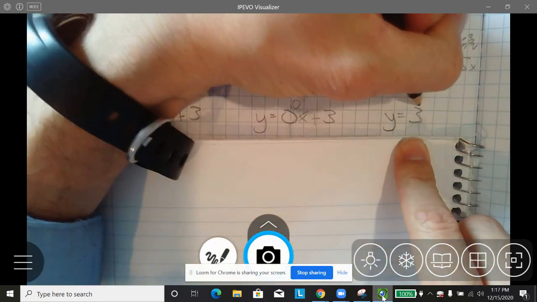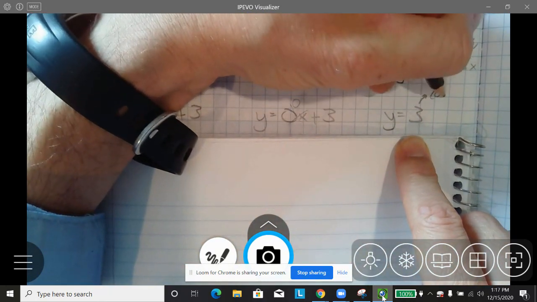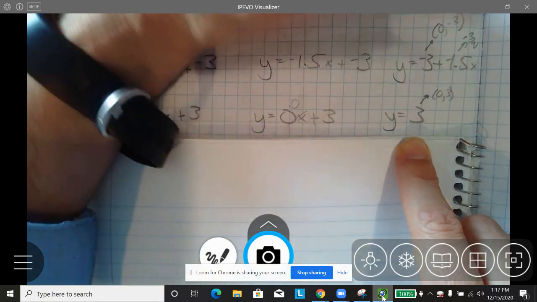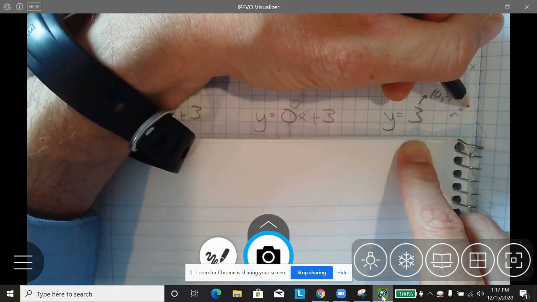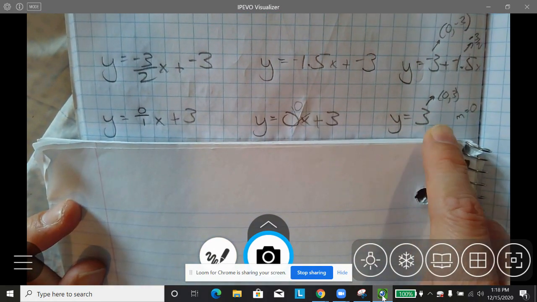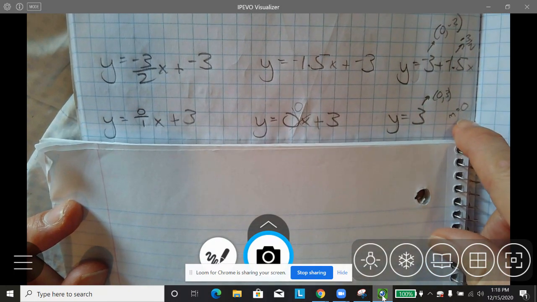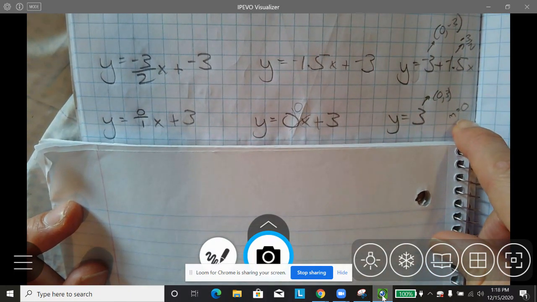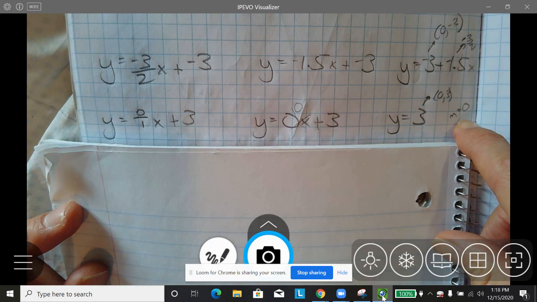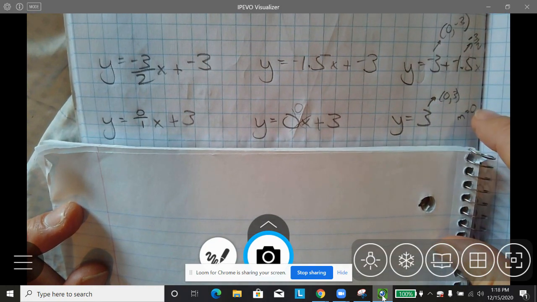So this, you have to realize, is not the slope because it's not multiplied by x. It's by itself. So this is the y-intercept, 0, 3. And the slope must be 0. The only thing that could wipe out the x is 0. All right, 0 is the only powerful enough villain to wipe out an entire x value. So if you don't see an x in an equation, the slope must have been 0.